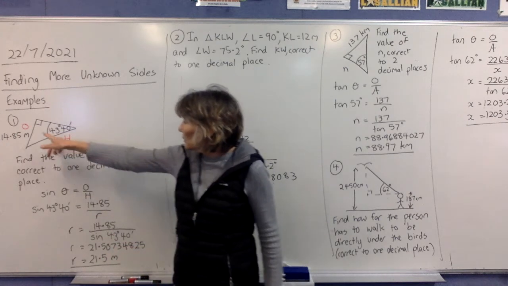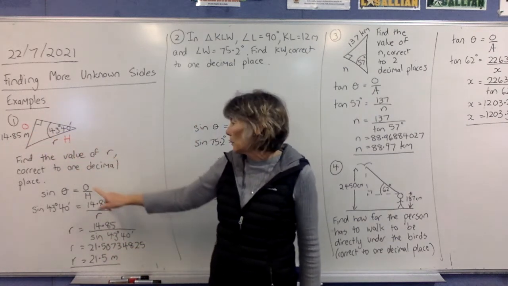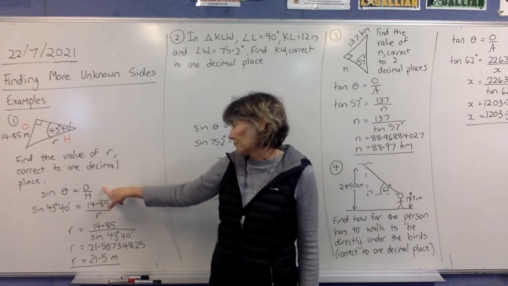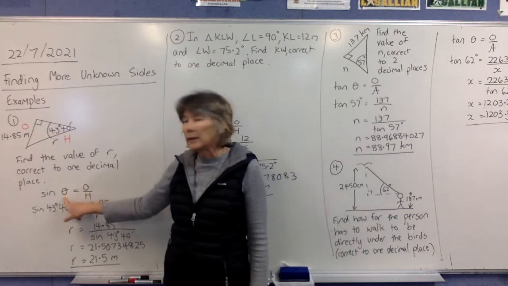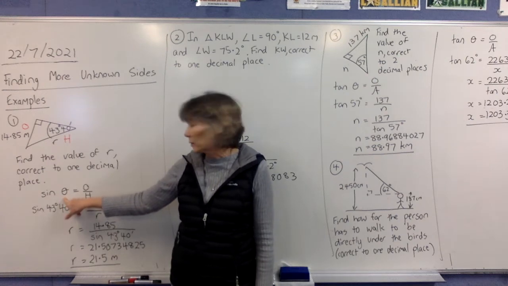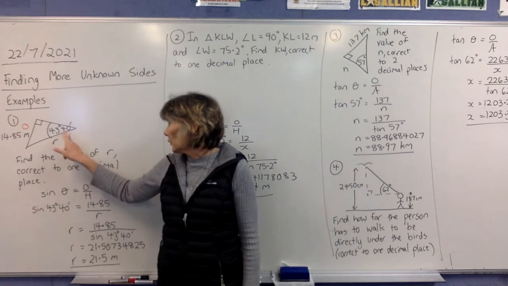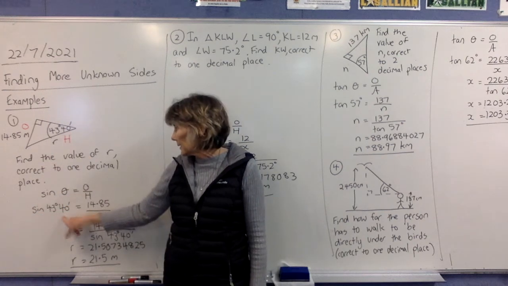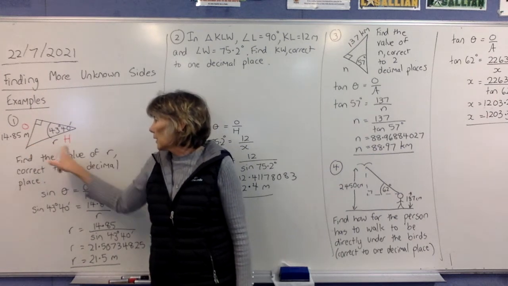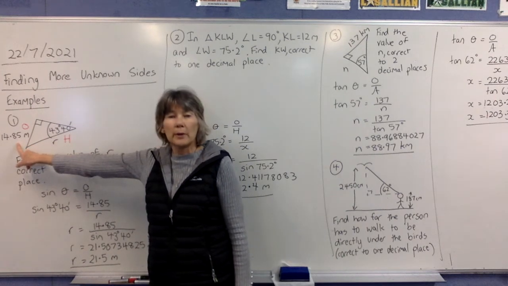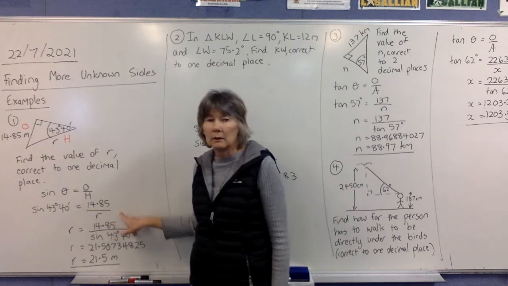And now with opposite and hypotenuse, we'll be using the sine ratio. So when you sub into it, we're putting the angle always after sine, cos or tan. So it's sine 43 degrees 40 minutes equals opposite over hypotenuse, 14.85 over r.